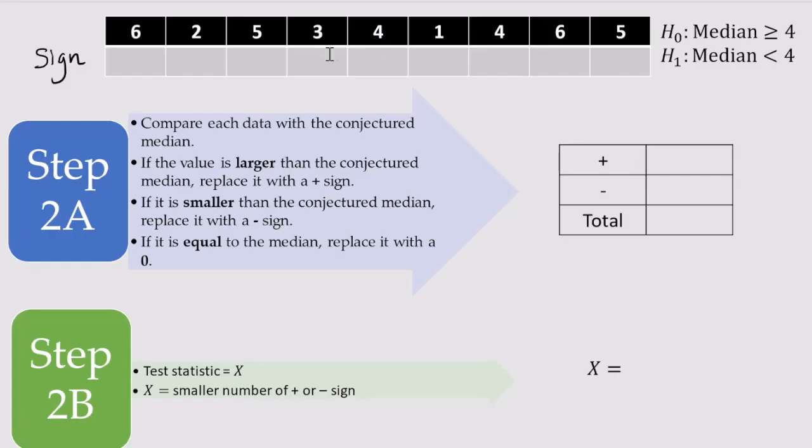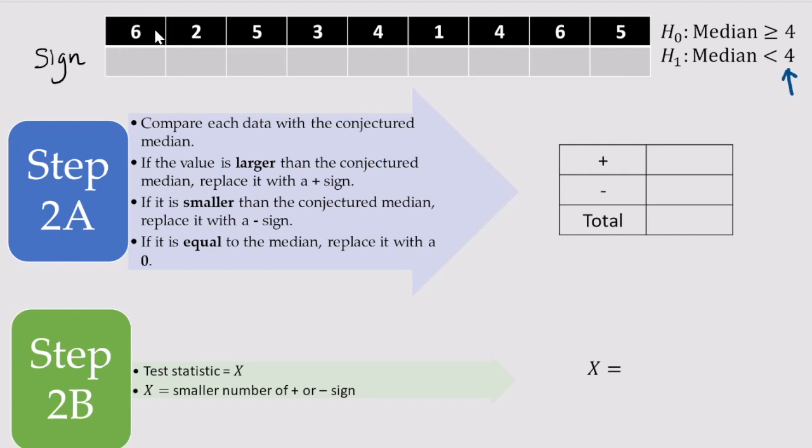Moving on to step number 2, we would now calculate the test statistic. Step number 2 is divided into step 2a, where we determine each sign value for the data, and step 2b, where we determine the test statistic. So how do we determine the sign value for each data point? We compare each data point with the conjectured median. So 4 over here would be our conjectured median in this example.